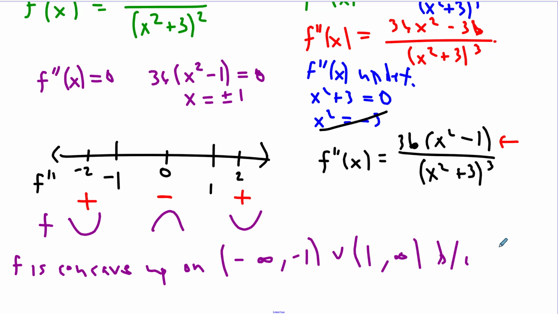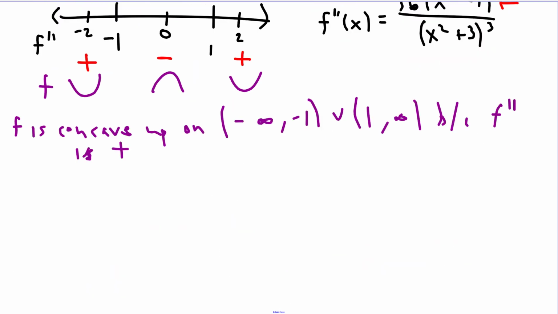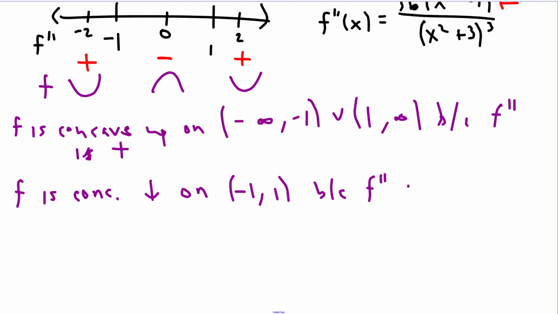because f double prime is positive. And then f is concave down on negative 1 to 1 because f double prime is negative. Okay, sorry about my sloppy handwriting there.